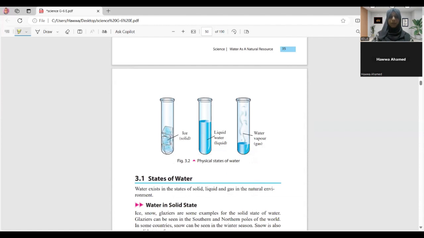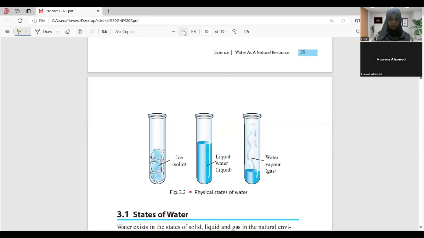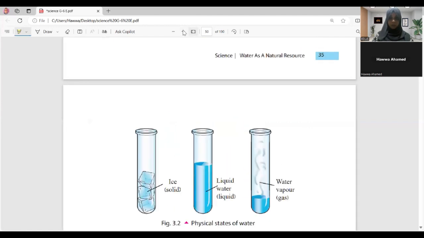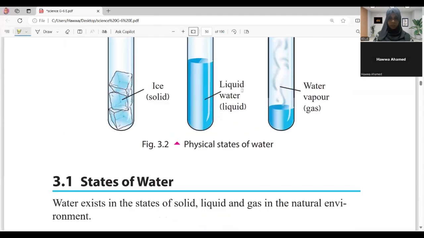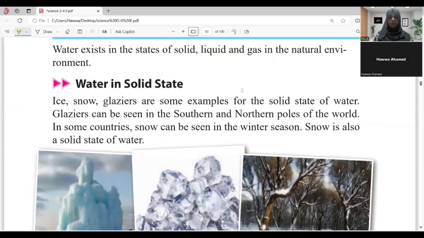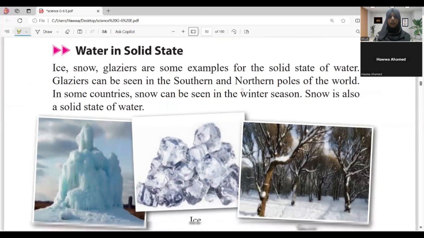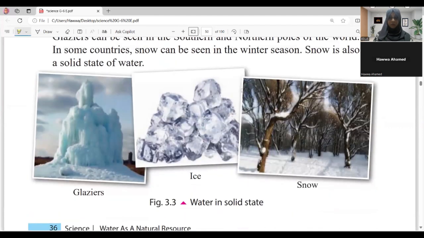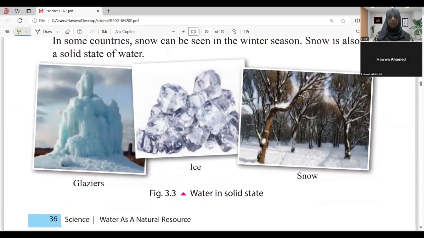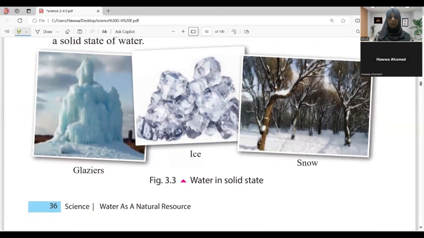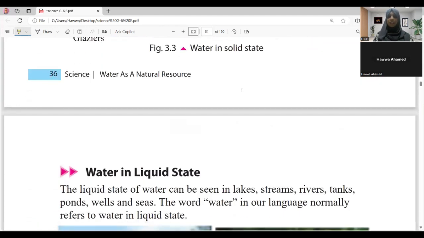Right. Here they have given us the observation also. This is ice. It is converted to liquid, and then this liquid is converted to gas. Hope you can see my screen. So, three states of water, three physical states of water. We did this. The examples are snow, glaciers. We can find glaciers in the southern and northern poles, snow in countries which have a winter season, and ice, obviously, you have in the refrigerator as ice cubes.